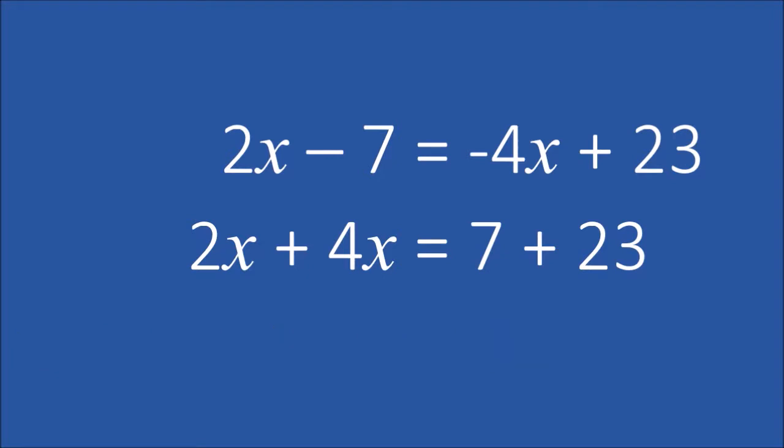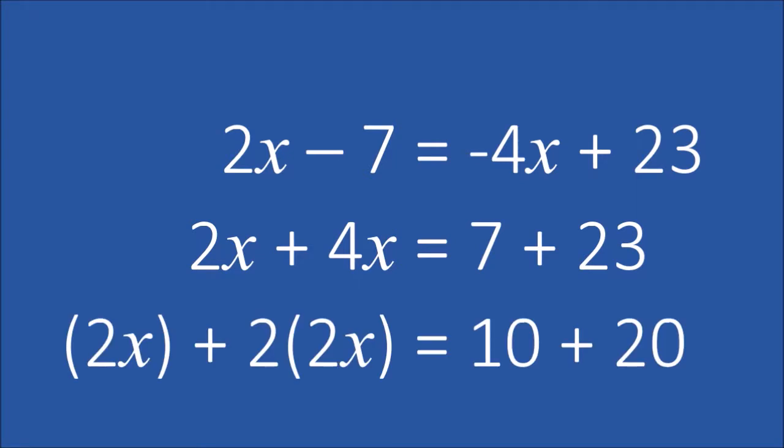Also going back up, if I had the 2x plus 4x equals 7 plus 23, I also might notice some structure here, that I have a 2x, and then I'm adding on double that. So I have 2x plus its double. How can I write 30 so that it's a number plus its double? And that would be 10 plus 20.